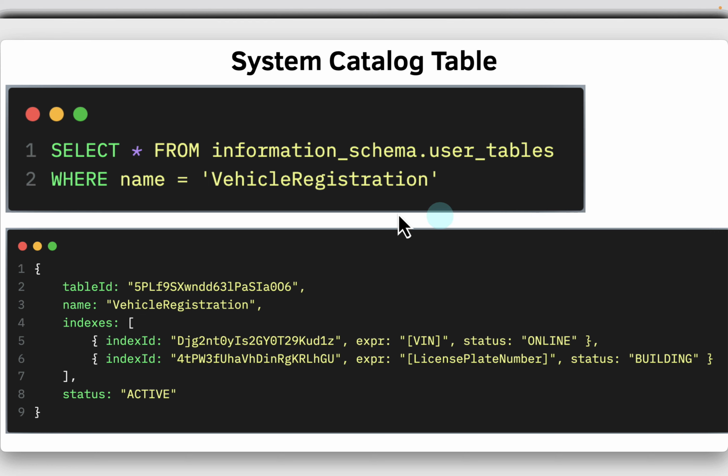Then the system catalog table. You can just do select star from information schema user tables, where name equals vehicle registration, and you will get the system catalog table for that particular ledger. Basically, in this case, we are getting information for this particular table. But if we just do it like this, it will give information for all other tables also. Here it's telling what the indexes on this table are, the table ID. You have to use the table ID in certain scenarios, and what the indexes were and what the current status is.